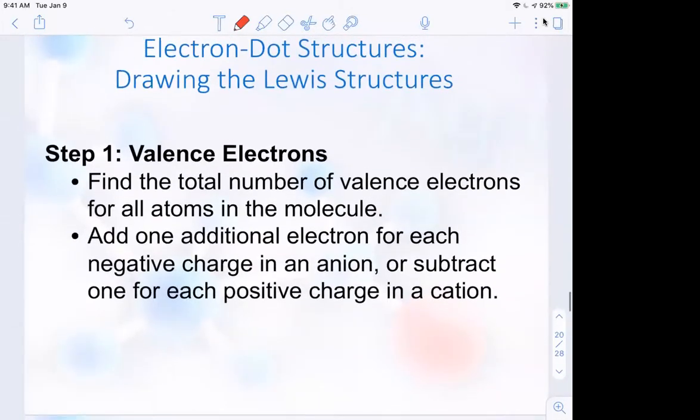So how do I draw these? I look at a formula and I figure out the total number of valence electrons that I'm using, which encompasses all the atoms in the molecular formula.